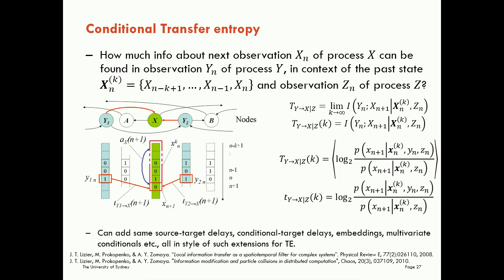We can add in source target delays. We can add in delays from the conditional to the target. We can add in different embeddings on the conditional. We can add in multivariate conditionals as well. Here I've only drawn a single conditional Z. We could have a set of conditionals that we're considering here as well. All of those are basically in the style of such extensions for the transfer entropy that we have already considered.